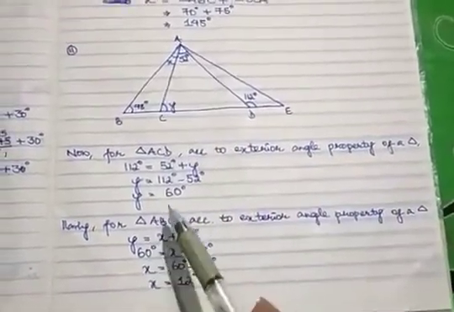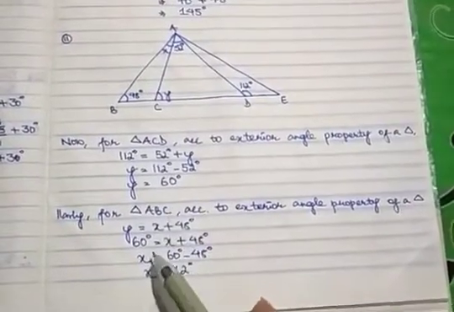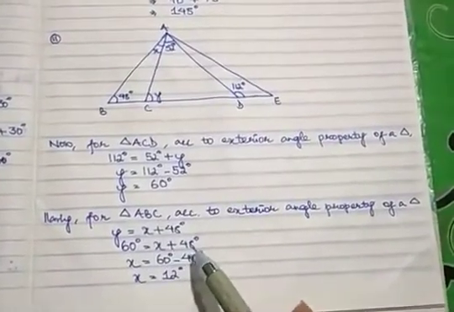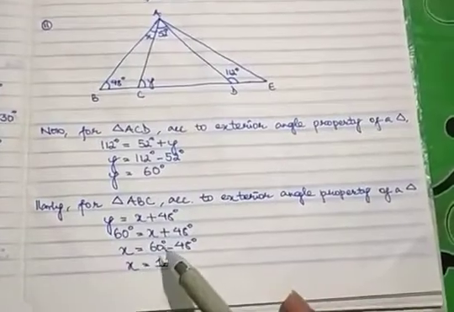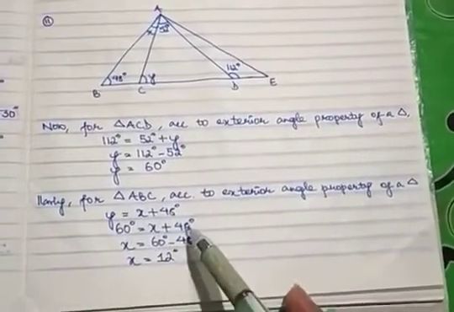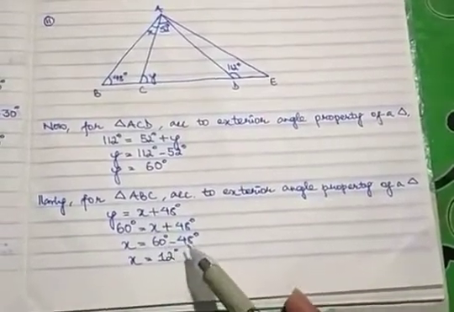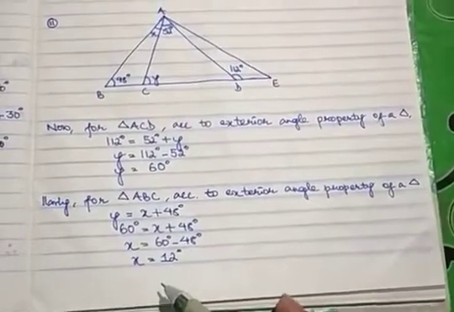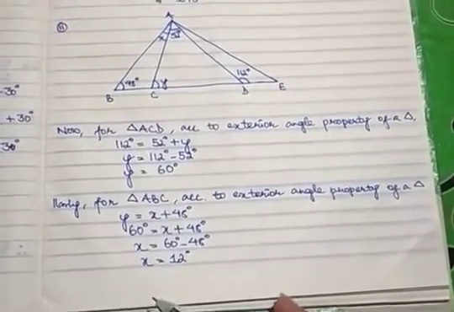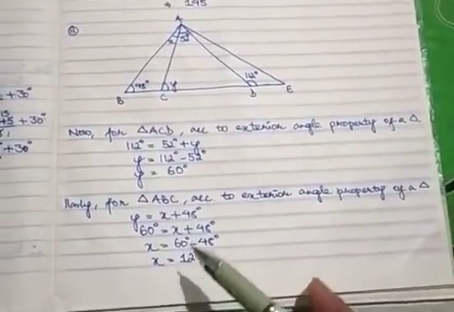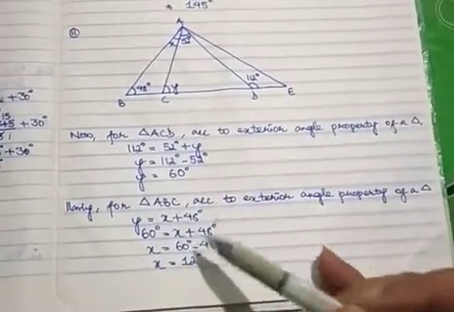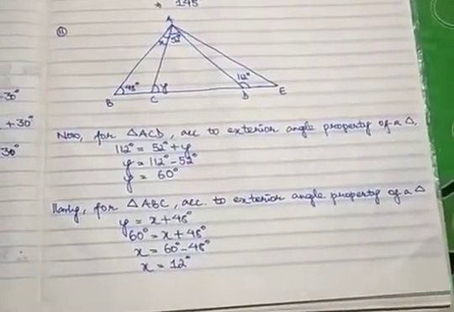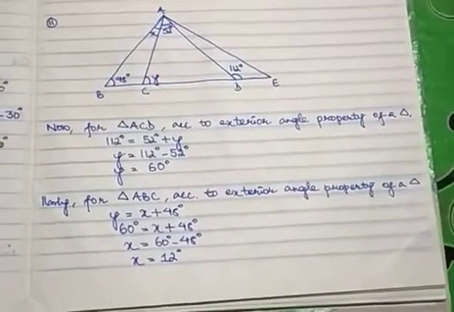We have already got the value of y as 60 degrees. So 60 degrees equals x plus 48 degrees. And after calculations, you know the steps, isn't it? 48 goes to the other side and subtracts. So 60 minus 48 is 12. From there, I got the value of x as 12 degrees. We needed to find the value of x and y from the figure. So we got the values, and we are done here.